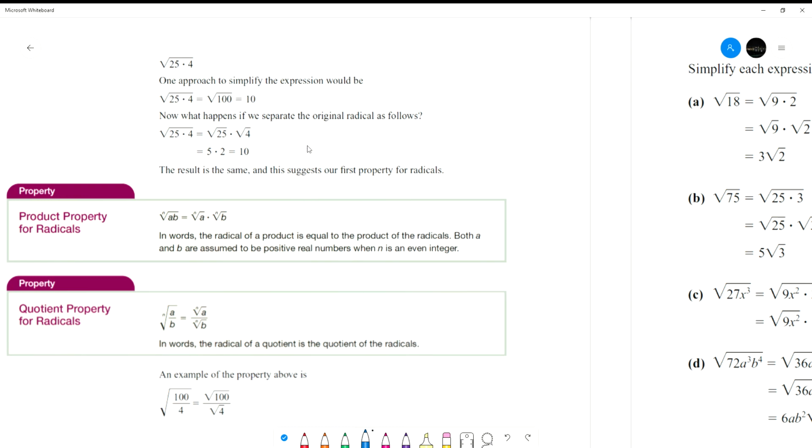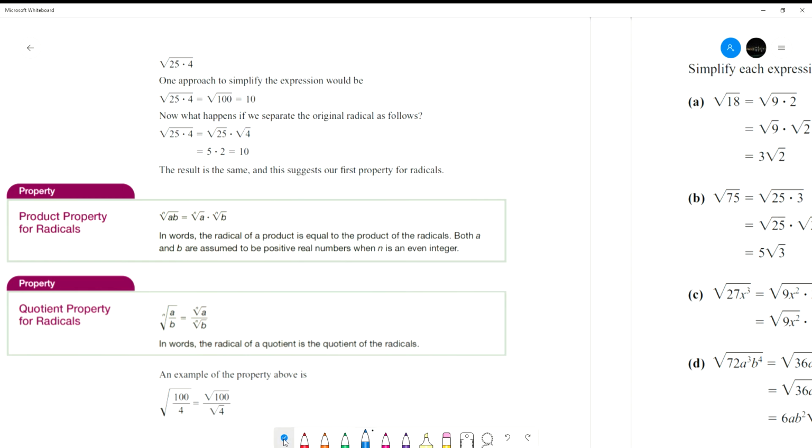The alternative way, by the way, you will be using both ways, depending on which way is easier. The other way is to separate these using our product property for radicals. If these are the same roots, you can separate them as the square root of 25 times the square root of 4 and simplify them individually. So you get 5 times 2 equals 10.